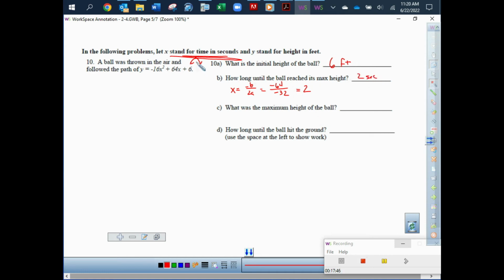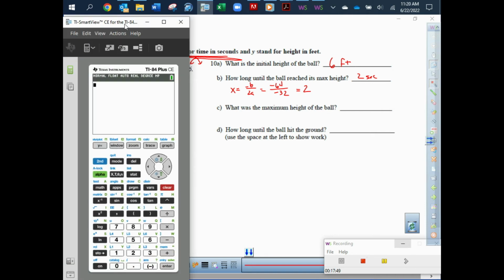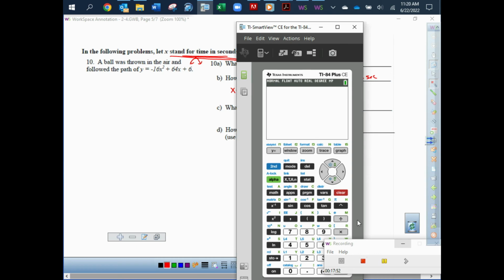What was the maximum height? Well, that's where we have to find the y value of the vertex. So we will put 2 in this equation. We'll sub it in with parentheses. So negative 16 times 2, don't forget that 2 has to get squared, plus 64 times 2 plus 6.